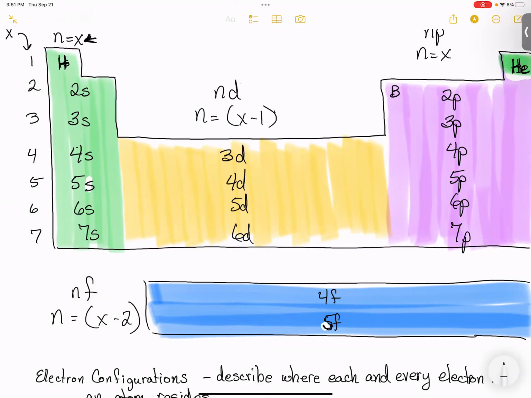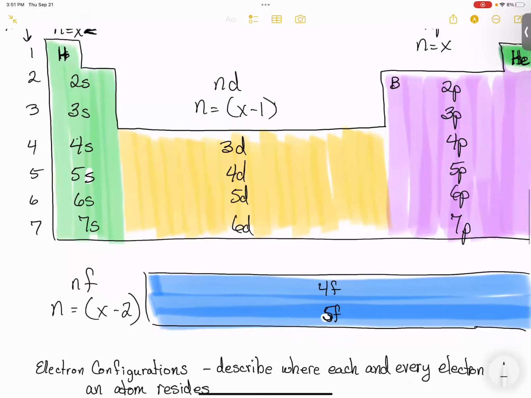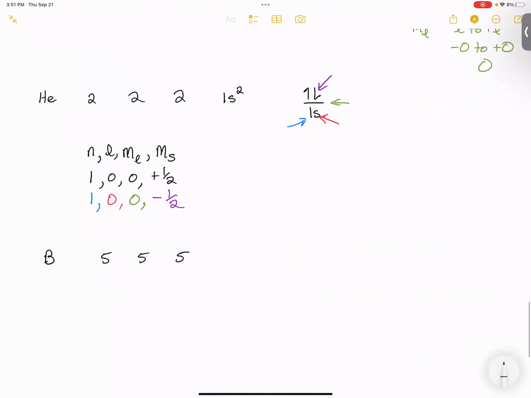So we still have to start with the 1s. And we go through helium, so that's 1s2. That takes care of the top line, so then we move to the next line. And the first thing we come across in the second row, or the second period, is the S block. And we have to go through that S block, and we're still not to boron.